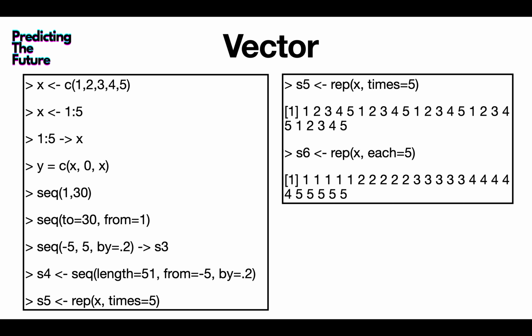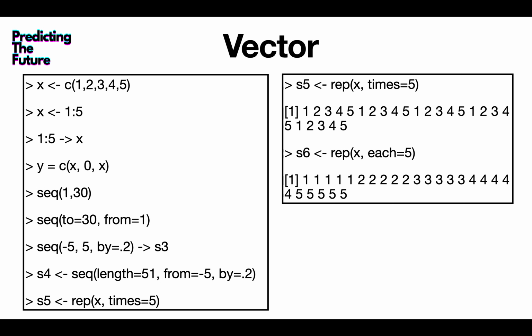So assigning the vector to a variable, let's say x, is using an arrow, but we can also use the equal sign. For example, y equal to c something, and the vector is a one-dimensional thing. So even though I have another x that is a vector, I create another vector y, which is c(x, 0, x). It's actually a one-dimensional vector, and that vector is 1, 2, 3, 4, 5, 0, and 1, 2, 3, 4, 5.